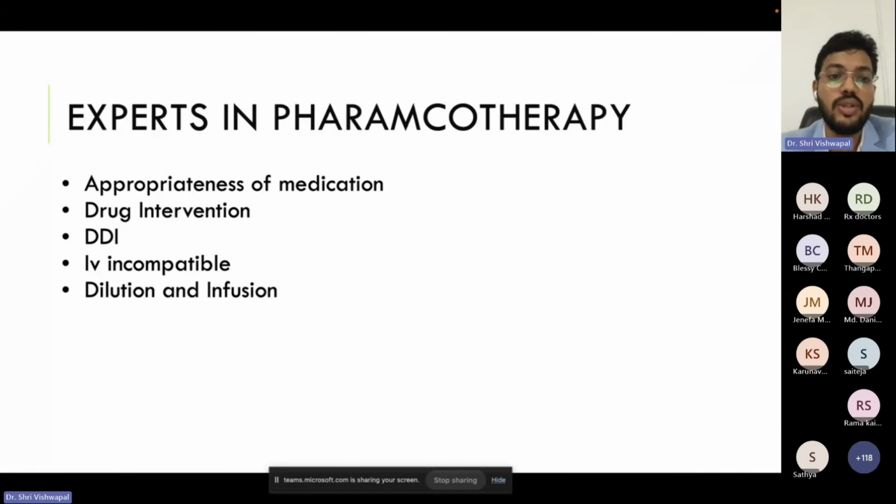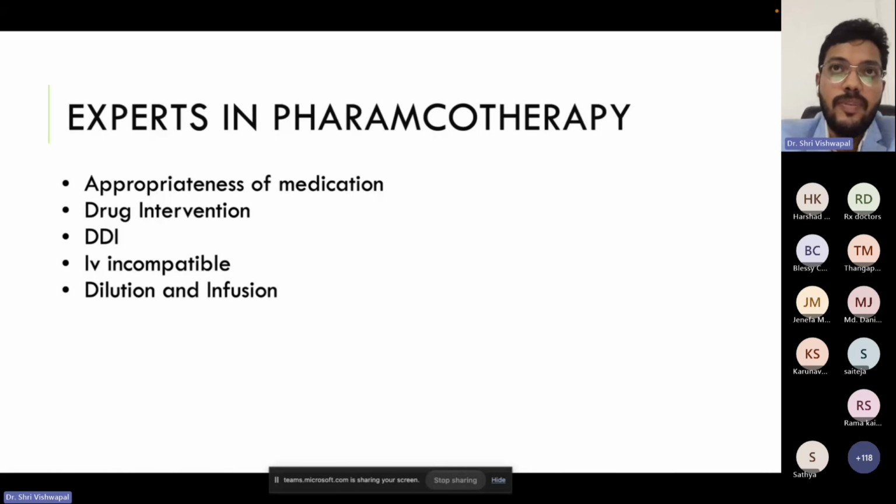So IV incompatibility. In the upcoming slide I would discuss IV incompatibility with RBC transfusion and dilution and infusion. This was something which my colleague said they were doing in the institution. Dilution of chemotherapeutic drugs or any other drug is done by clinical pharmacists, but I suggest that the information regarding dilution can be shared, though I'm not sure whether dilution should be done by the clinical pharmacist. But we should have a gross idea about the dilutions and infusions.